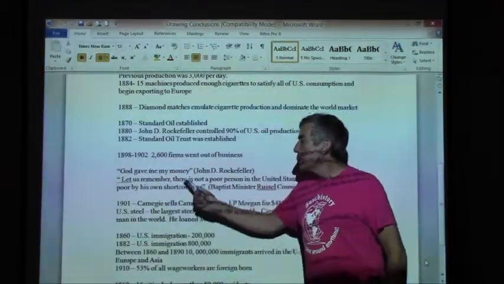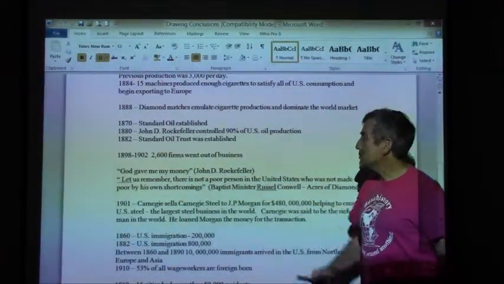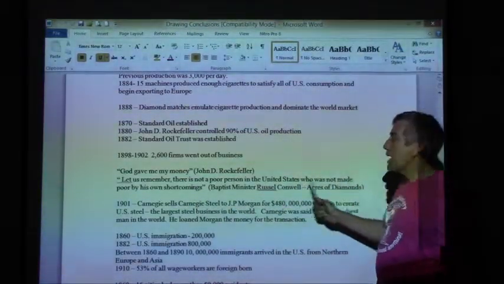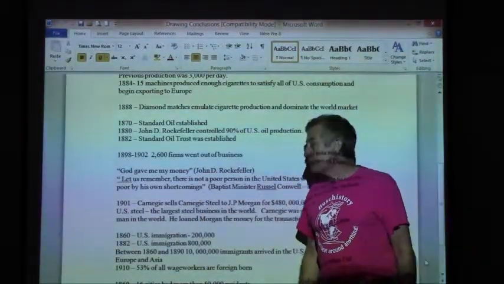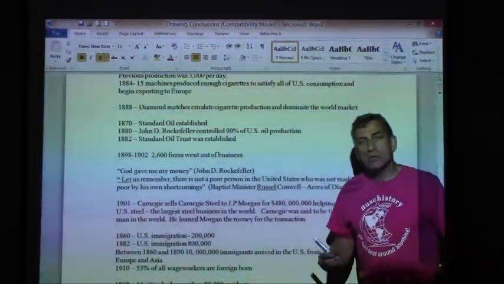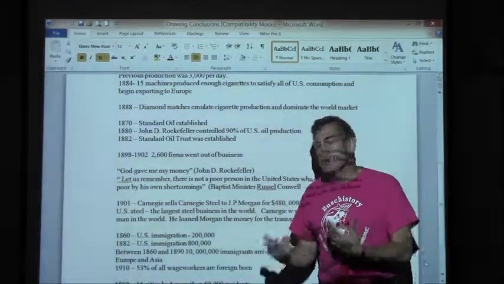This is a quote. God gave me money. That's what John D. Rockefeller said. Let us remember there is not a poor person in the United States who is not made poor by his own shortcomings. Baptist minister Russell Conwell, Acres of Diamonds. So there was a mindset that the poor deserved to be poor.